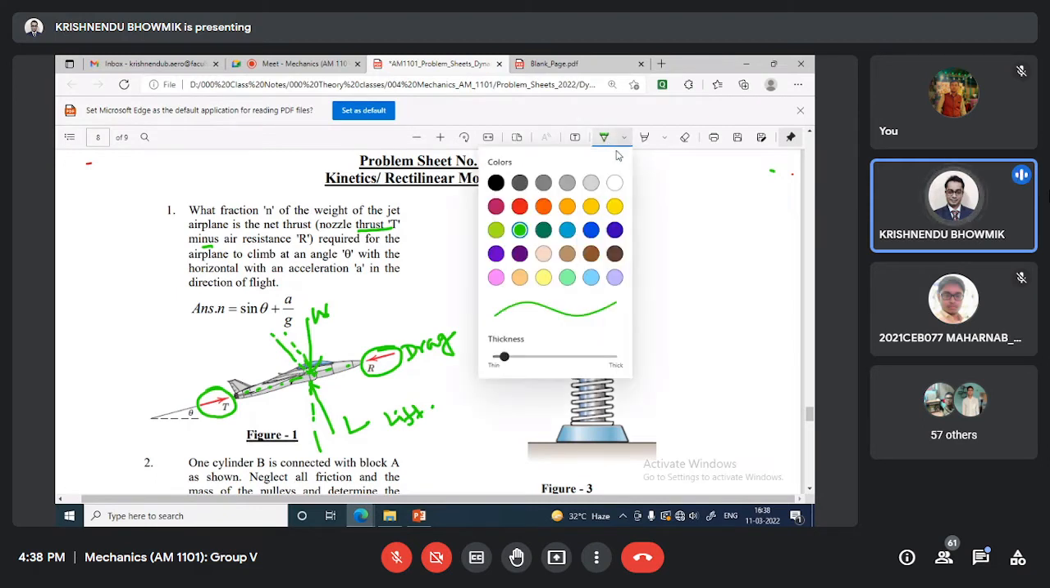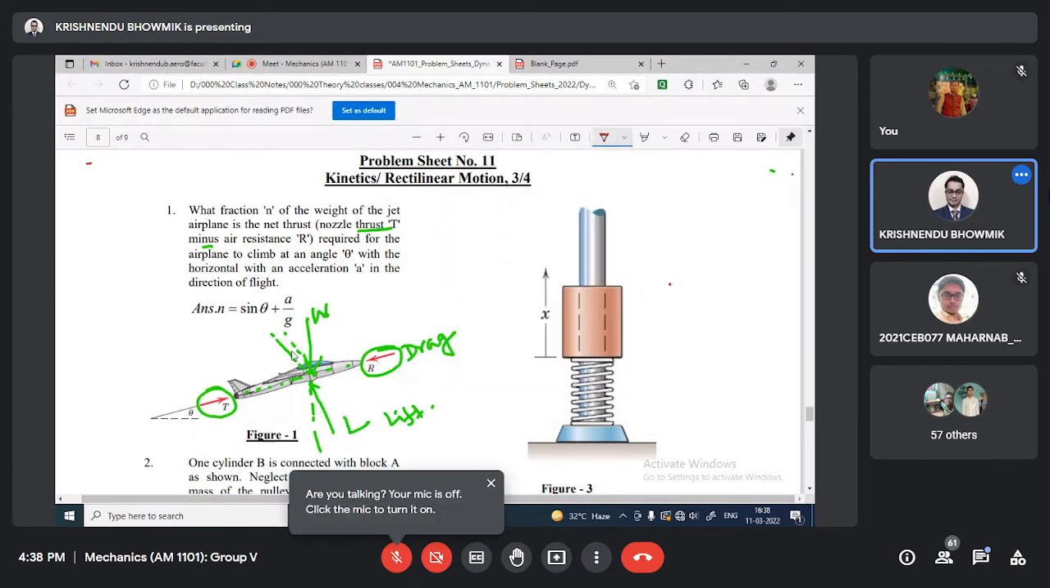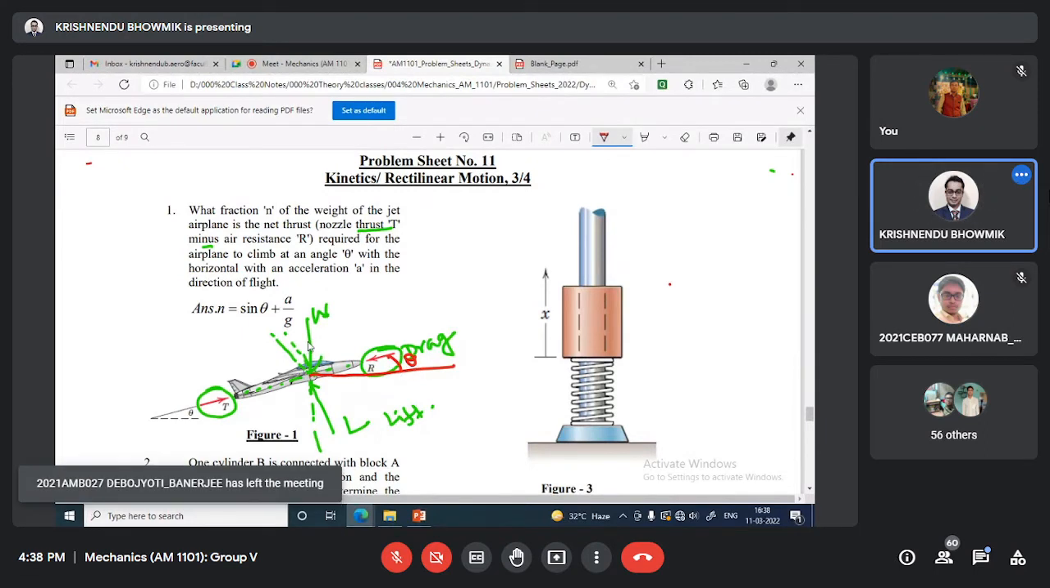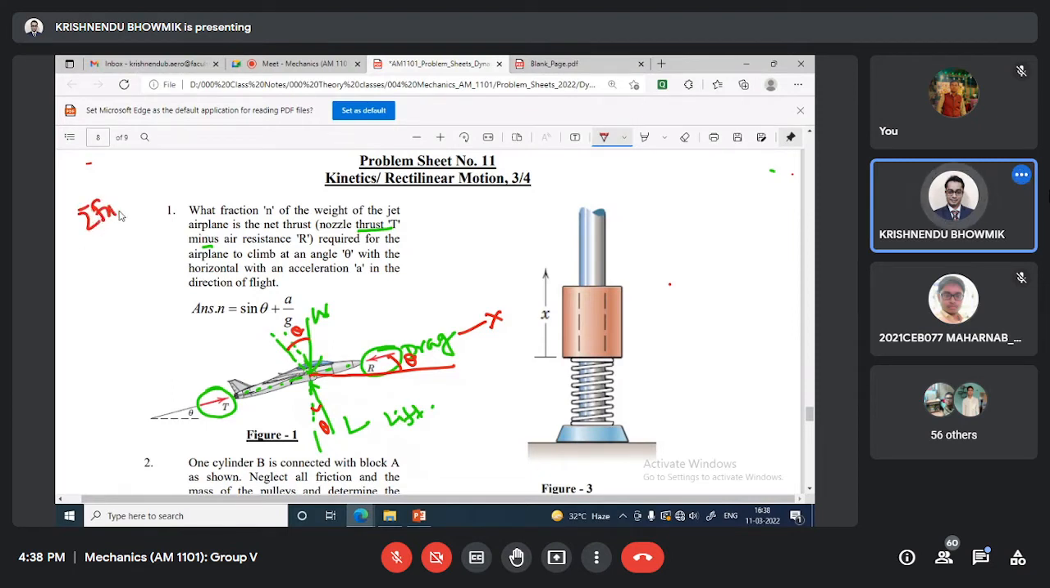This is also theta. This is also theta. This is also theta. Now this is the x direction, so summation Fx equal to 0. In this direction it is moving, and this is the acceleration.